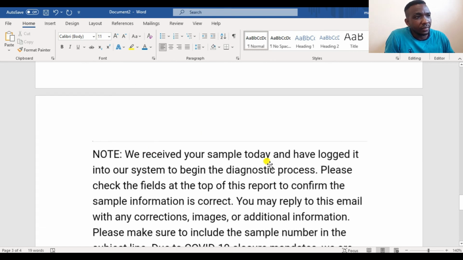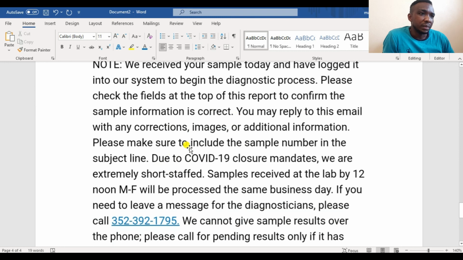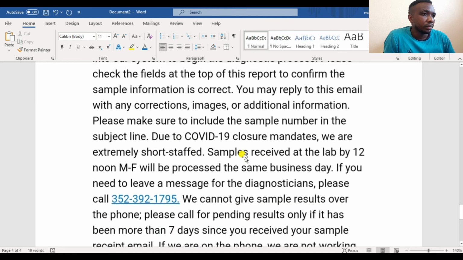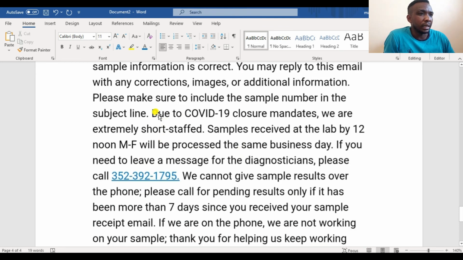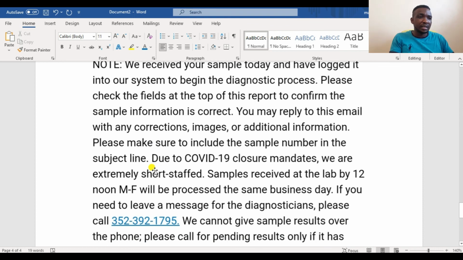And what they are saying is that we received your sample today and have logged it into our system to begin the diagnostics process. Please check the fields at the top of this report to confirm the sample information is correct. So after you check that the information above is correct, you are going to email them and let them know that the information is correct. They say you may reply to this email with any corrections, images, or additional information. Please make sure to include the sample number in the subject line, right? Yeah, and this is just the confirmation, just to show you that they basically received it, right? So this is basically what they'll send you when they receive the sample.